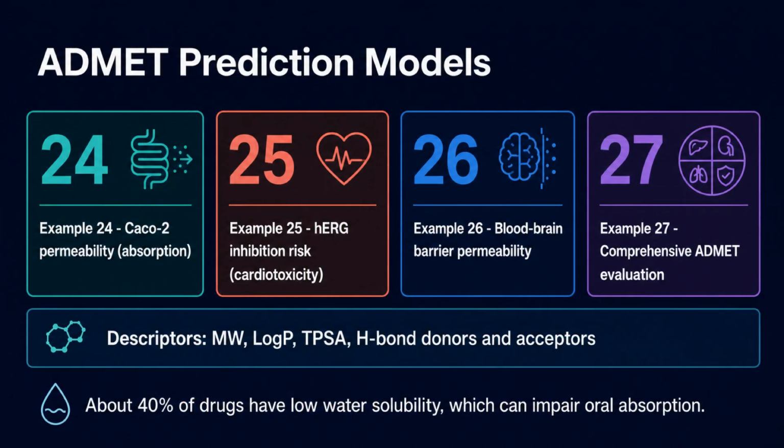Now let's implement ADMET prediction models. This chapter's ADMET examples are 24 through 27. Caco-2 permeability for intestinal absorption, hERG inhibition risk for cardiotoxicity, blood-brain barrier permeability, and a comprehensive drug likeness evaluation that pulls the others together. All of them are built from physicochemical descriptors you already know: molecular weight, logP, TPSA, and hydrogen bond counts. Why this matters?